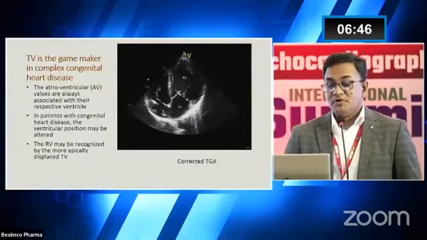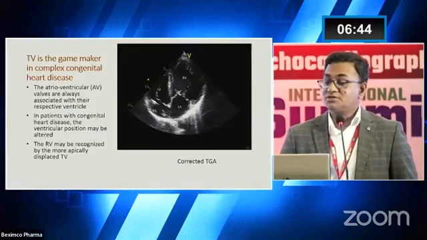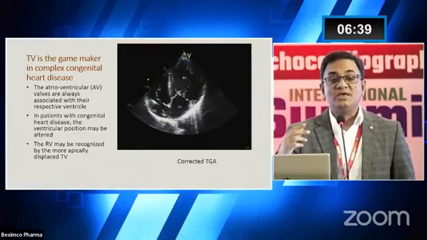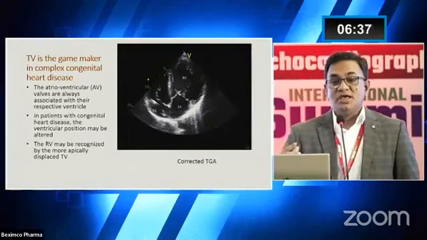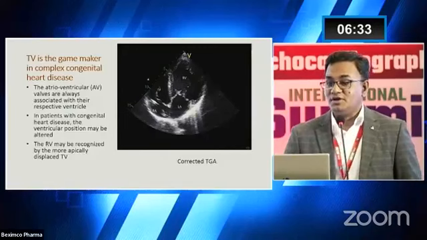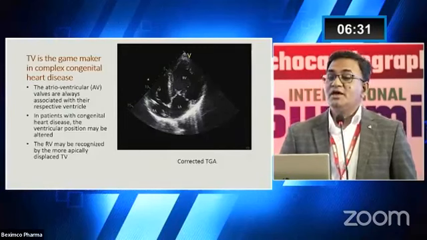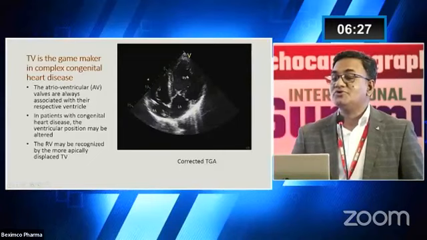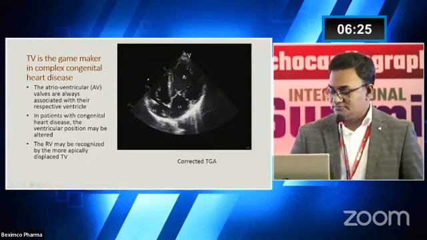The tricuspid valve is the game maker in complex congenital heart disease because it is situated apically. So with this location in complex congenital heart disease, it gives the identity of the right ventricle. You see this in this picture of a corrected TGA patient: as this is a tricuspid valve, this should be considered as a right ventricle.